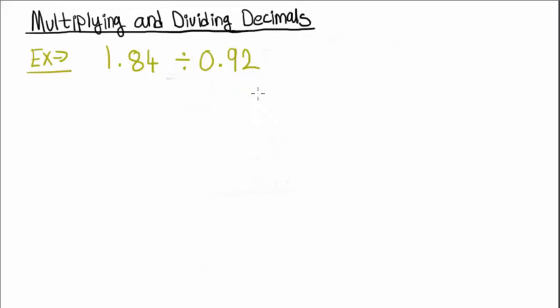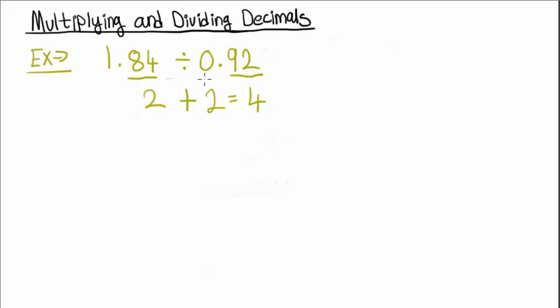So in this example over here, when we're dividing decimals, let's say I have something such as 1.84 divided by 0.92. What I need to do first is figure out how many numbers I will have in my final answer after the decimal point. All I really need to do is figure out the number of numbers after the decimal in the first number, which is 2. Add that to the number of numbers after the decimal point in the second term, which again is 2. So my final answer will have 4 numbers after the decimal point.